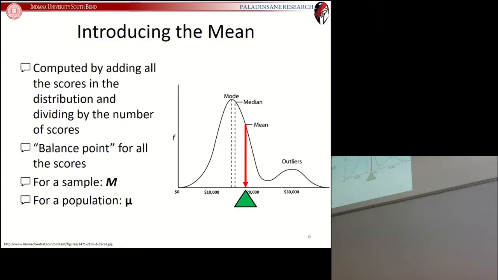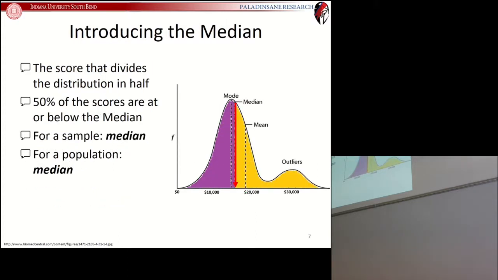The second most popular one used in psychology is the median. For a sample, the median is called median. For a population, the median is also called median, again indicating its lesser use and the importance of the mean, because the mean gets its special terms. The median is the score where half of the scores are below it and half are above it. The median just wants the number of scores below it to equal the number of scores above it. It doesn't actually care what the scores are on either side, so long as the number is the same to the left and to the right.